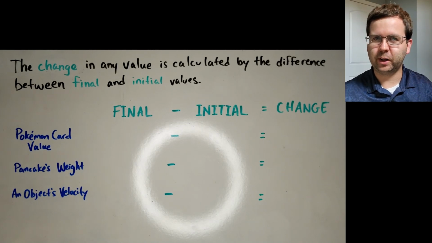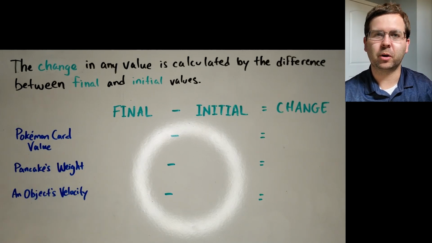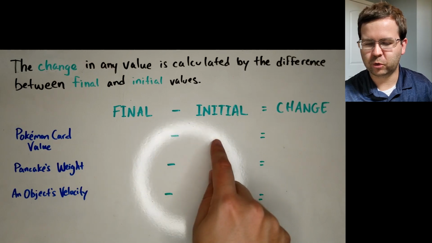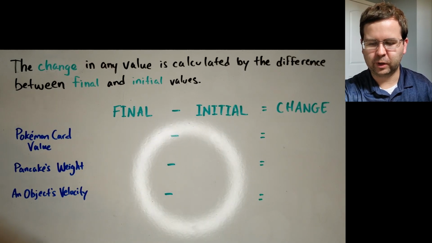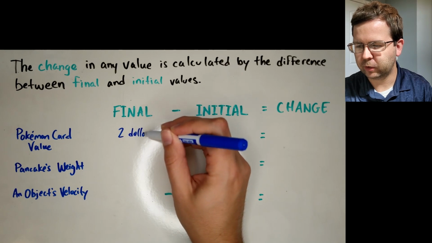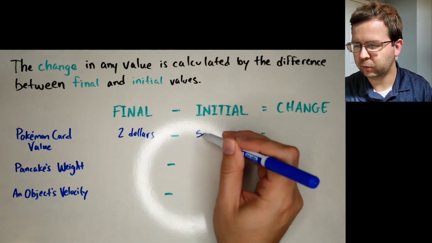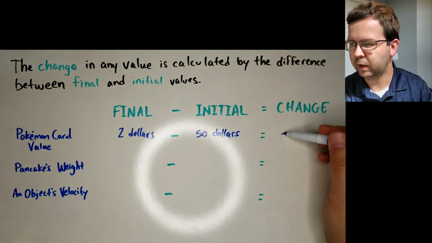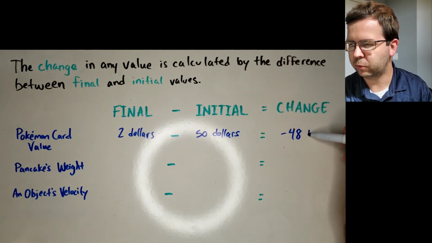So to give you a few everyday examples of this, let's say you bought a Pokemon card for a pricey $50, thinking that it's a good investment, but in actuality, it starts to tank in value and ends up being only worth $2. To find the change in the value, you put your final value and you subtract the initial value. So the final value is $2. And then the initial value was $50. To find the change in, you do 2 minus 50, and so the change is minus $48.